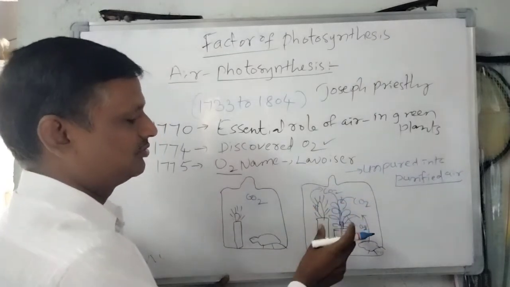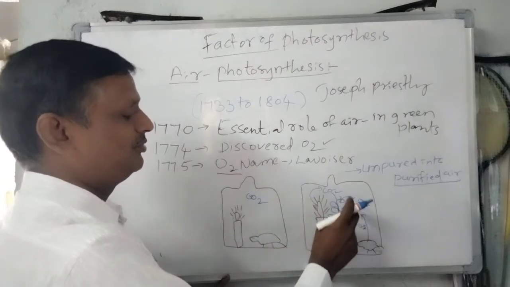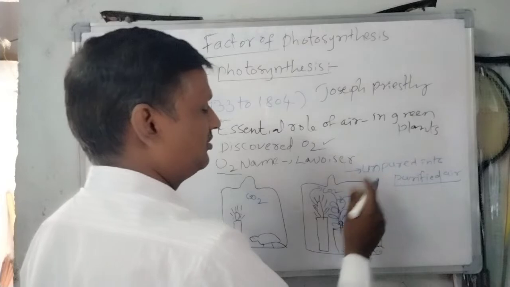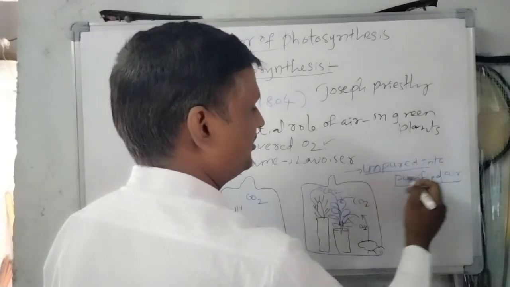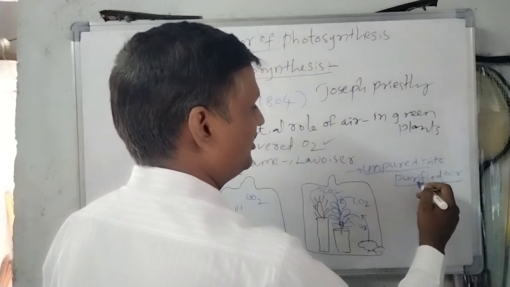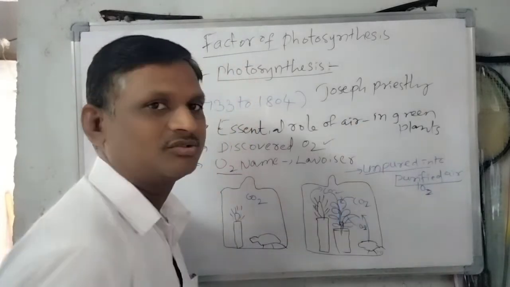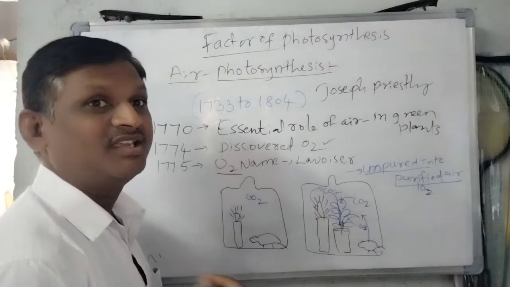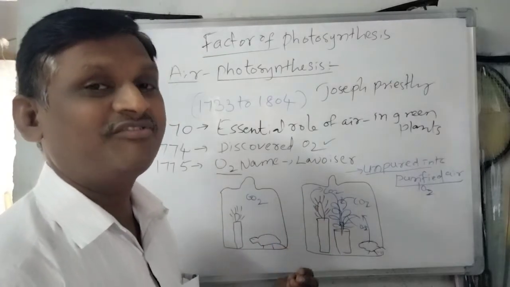and the plant produces oxygen. So like this, the unpurified air is taken by the plant and purified air like oxygen is produced in the closed bell jar. With this we can understand that plants can purify the air.